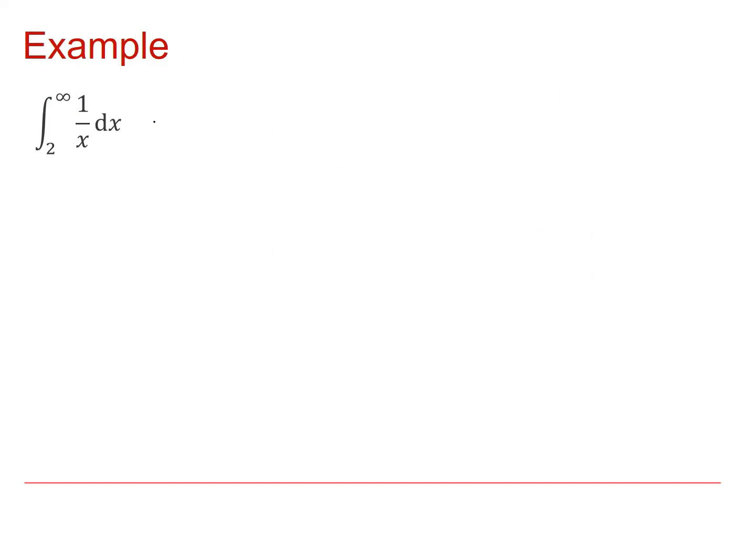Here's our integral. I'm going to change that to the integral between 2, and I'm going to replace the upper limit, the problem one, with a variable a. So this is 1 over x dx. And then this upper limit, this problem limit, I'm going to allow the variable a to tend to infinity.